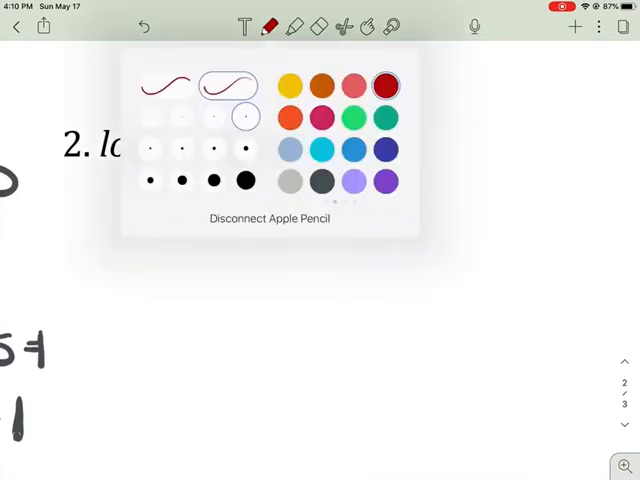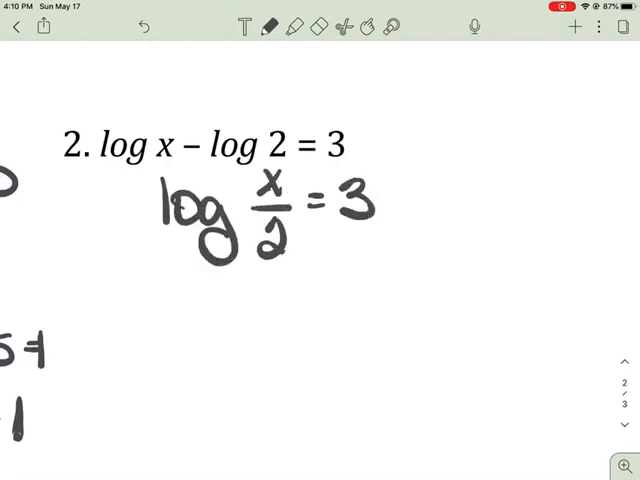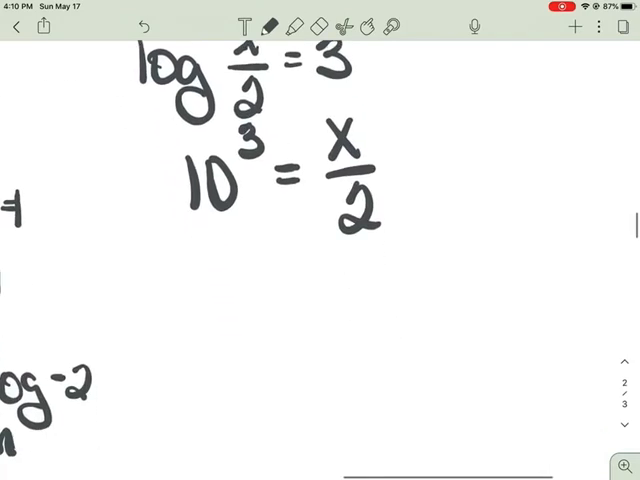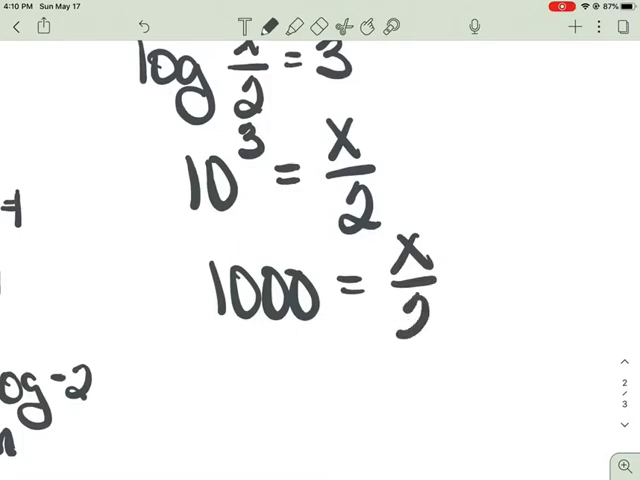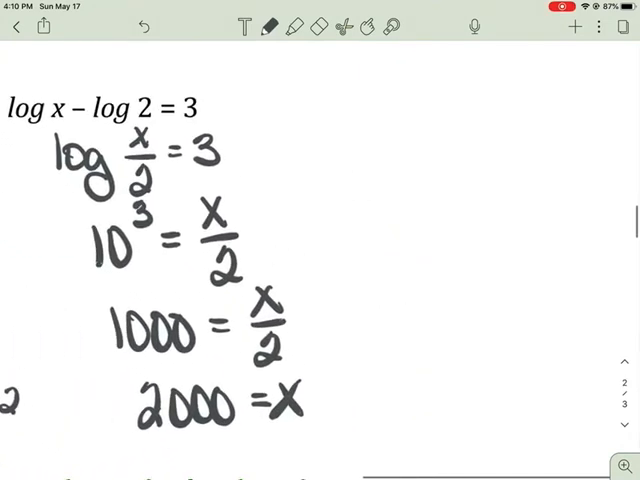All right, let's try this one. This is subtraction, which means that I'm going to divide. So log of x over 2 is equal to 3. Now I'm going to write this as an exponent. So that's 1,000 equal to x over 2. Multiply both sides by 2, we get 2,000 equal to x. Again, we should check our work.